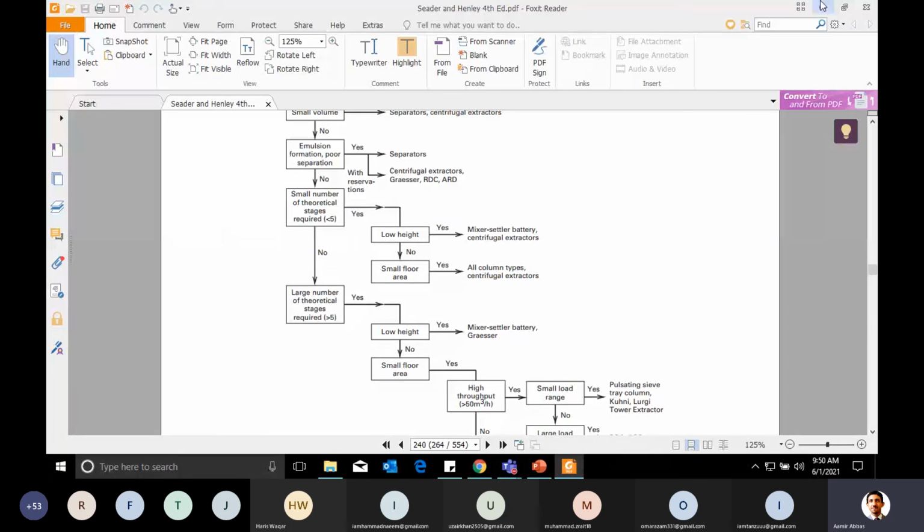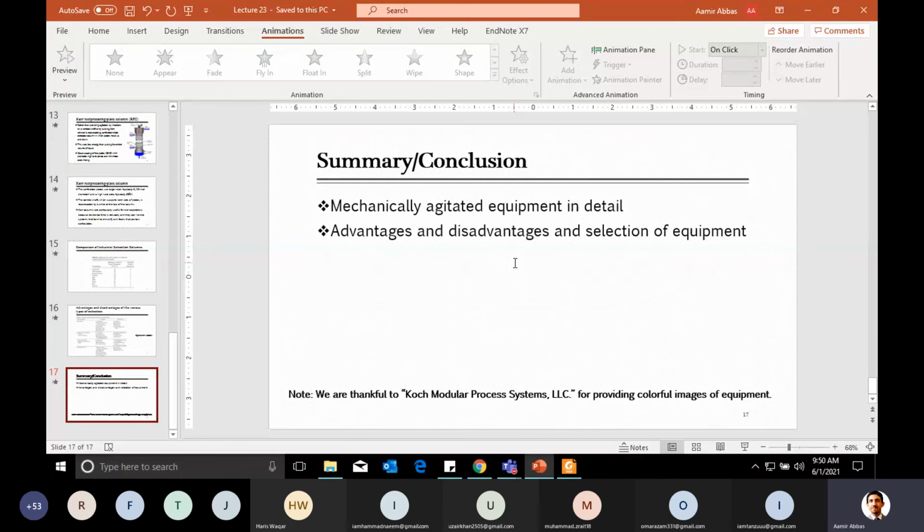So thank you so much. With this, overall, I have quickly discussed mechanical agitating equipment in detail today. There is also a table about advantages and disadvantages, and selection of the equipment based on the diagram given at the end. So with this we are done, and the next lecture will be about the design.